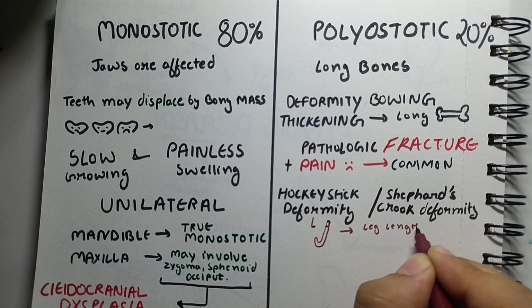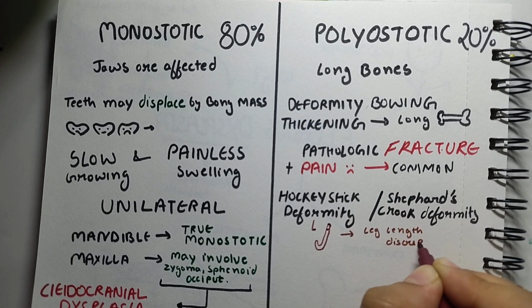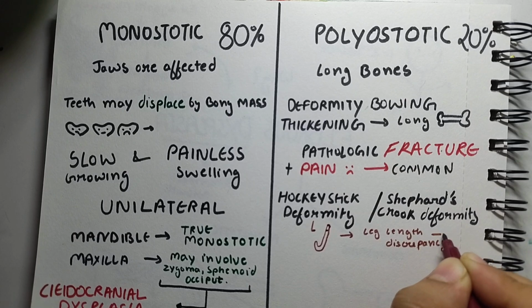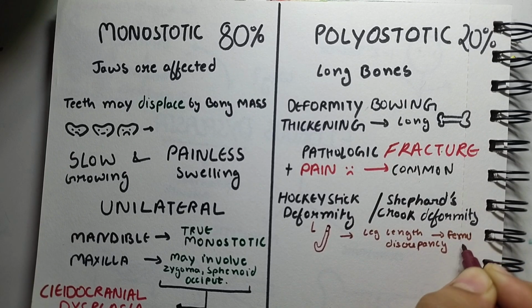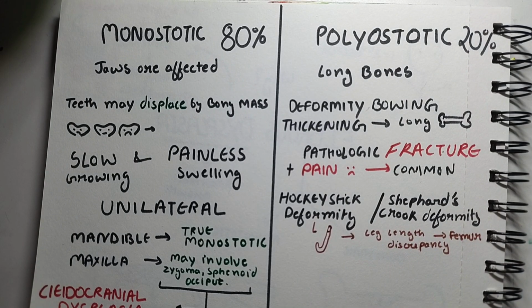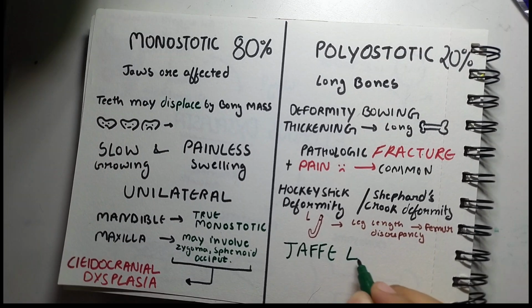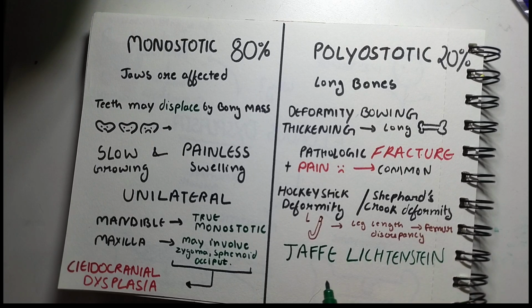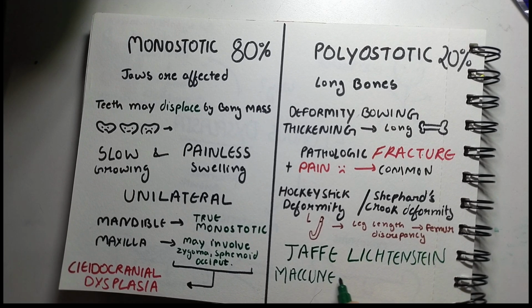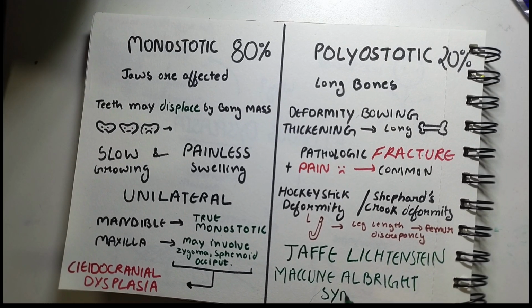So polyostotic fibrous dysplasia, the main feature is the syndrome it is associated with, and it is really gonna be fun from now on because there's gonna be a cup of coffee. So Jaffe-Lichtenstein syndrome, McCune-Albright syndrome, and Mazabraud syndrome.